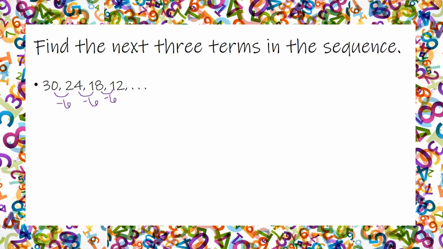And then we're going to do it for the next three terms. So decrease again by 6. So 12 minus 6 gives me 6. Decrease again by 6. 6 minus 6 is 0. And then one more time, we're going to decrease again by 6. 0 minus 6 is negative 6. So the next three terms in this sequence are 6, 0, and negative 6.